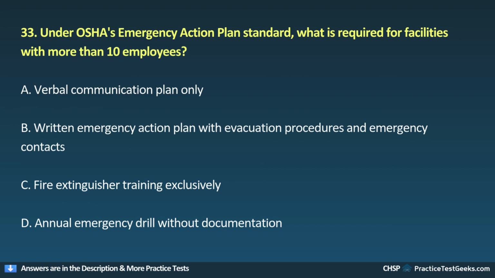33. Under OSHA's Emergency Action Plan standard, what is required for facilities with more than 10 employees? A. Verbal communication plan only. B. Written emergency action plan with evacuation procedures and emergency contacts. C. Fire extinguisher training exclusively. D. Annual emergency drill without documentation.